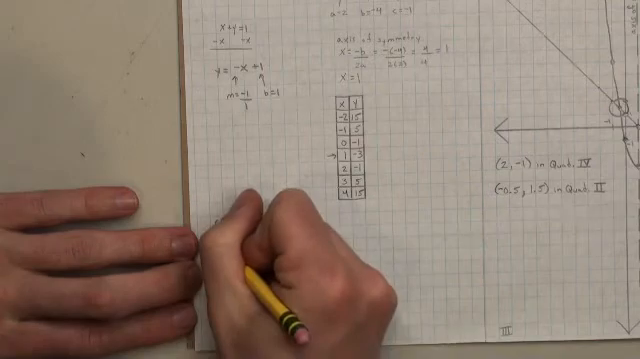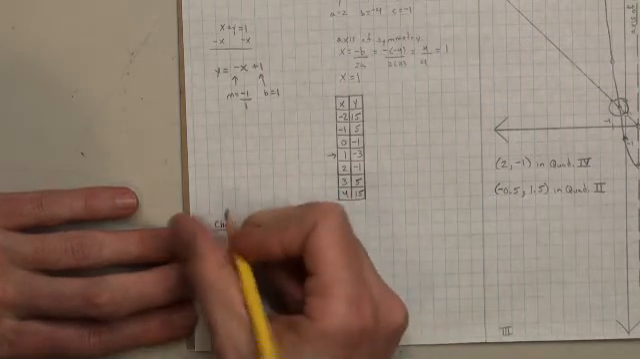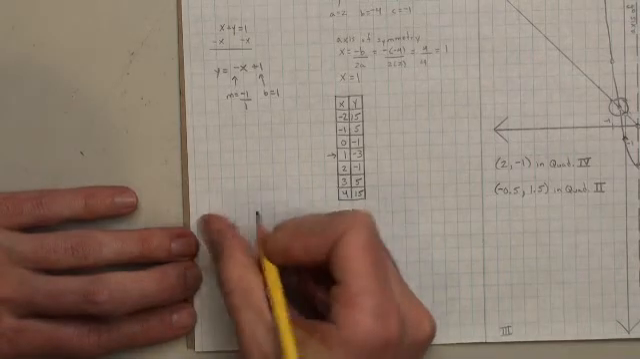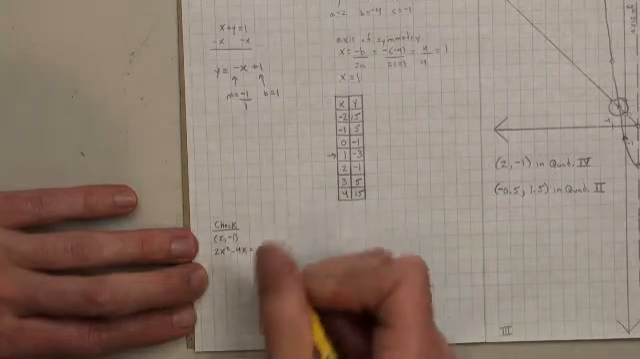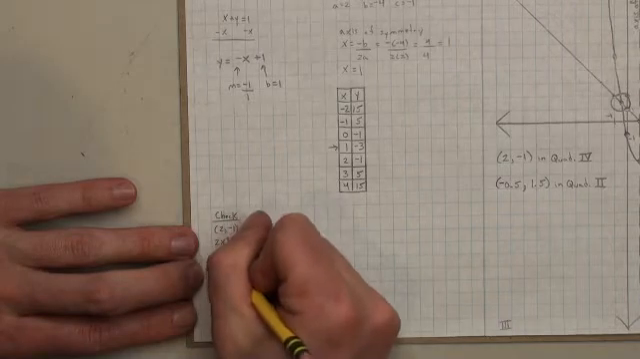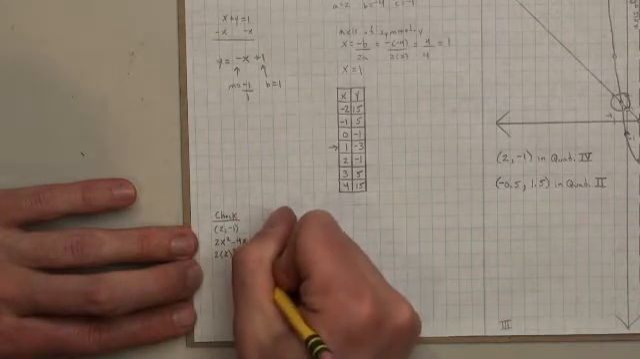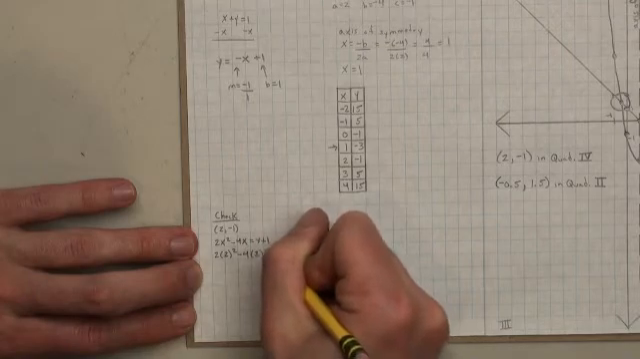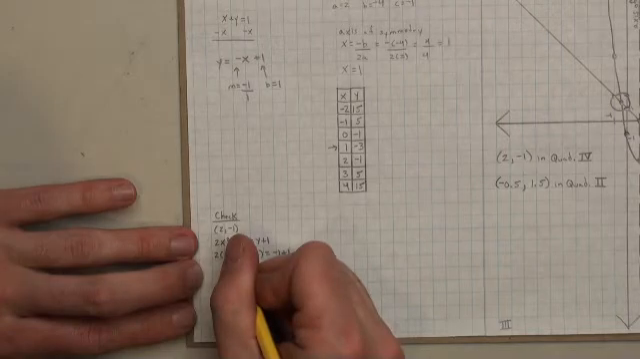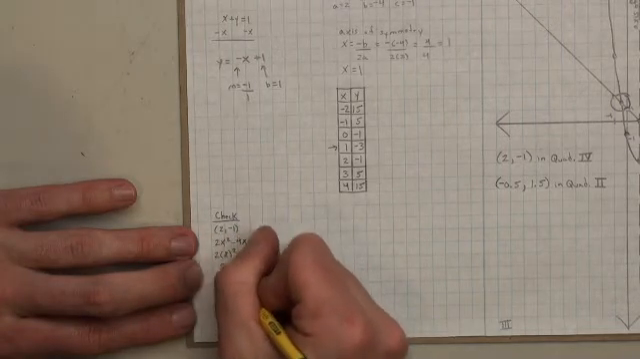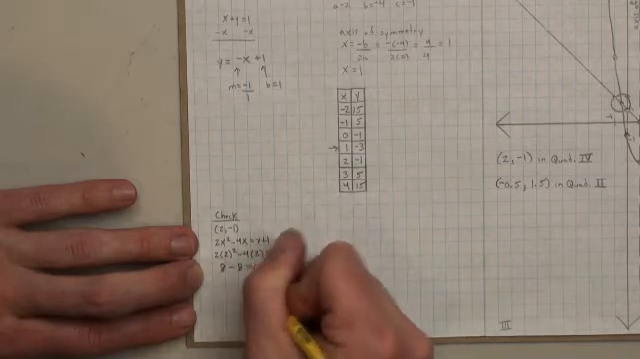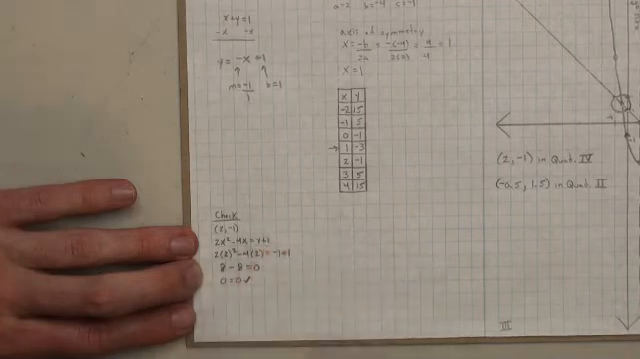So first let's check 2 comma negative 1 in the quadratic equation. 2x squared minus 4x equals y plus 1. Alright, so I have 2 times 2 squared minus 4 times 2 equals negative 1 plus 1. 2 squared is 4, and 4 times 2 is 8, so we have 8 minus 8 equals negative 1 plus 1 is 0, and 0 equals 0. So that checked.